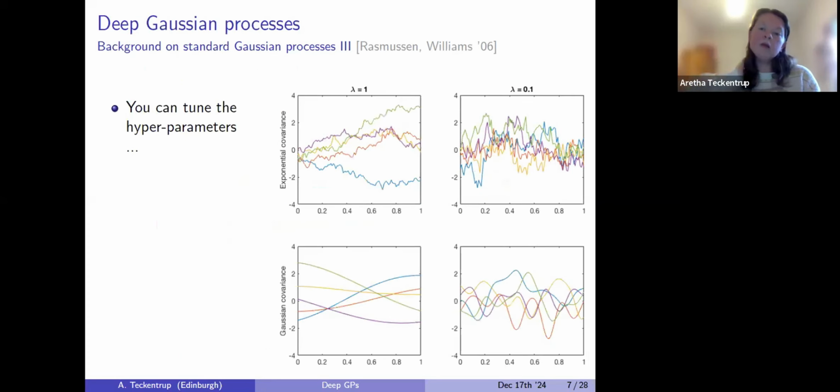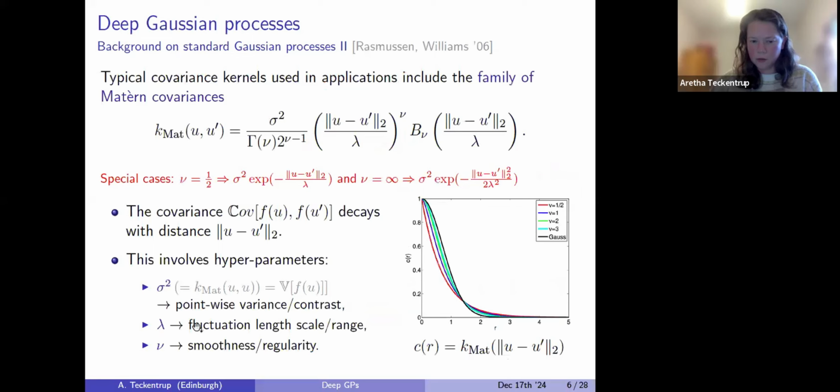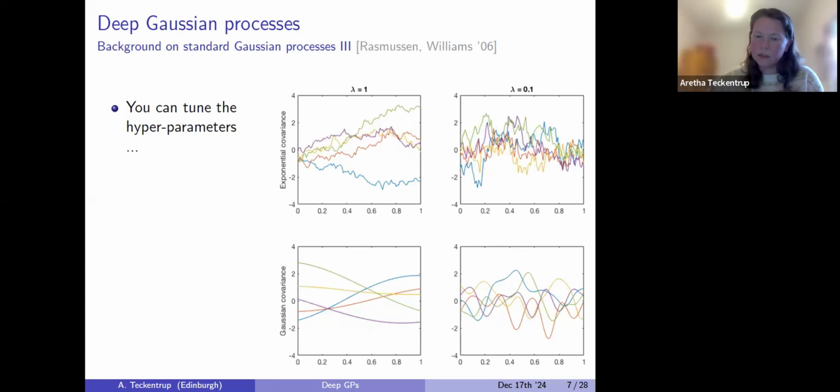When you change lambda and nu, what that changes is the length scale and the regularity. So that's what I mentioned here. Lambda is related to length scales, and nu is related to smoothness and regularity. So here I've shown you 4 different plots. In each plot, I am showing you 5 sample paths or 5 realizations of a Gaussian process with a Matern covariance kernel, and I've changed the parameters in between the different plots.